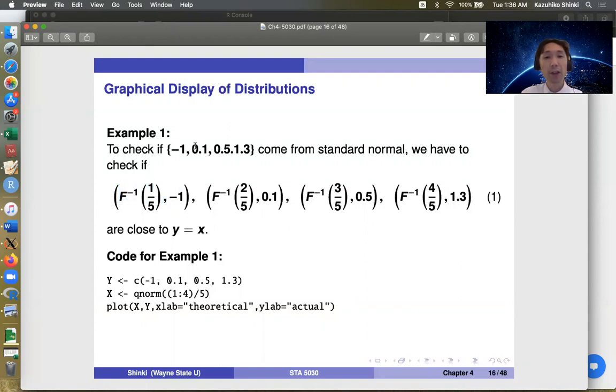So if the original 4 observations follow distribution F, then these points are almost on the straight line y equals x. If the points are almost on y equals x, we can say these random numbers can come from the distribution F. If it's much different, then that is evidence against the observations following distribution F.